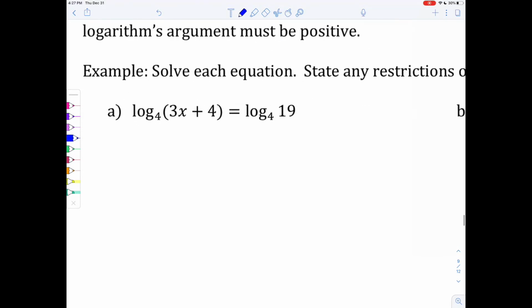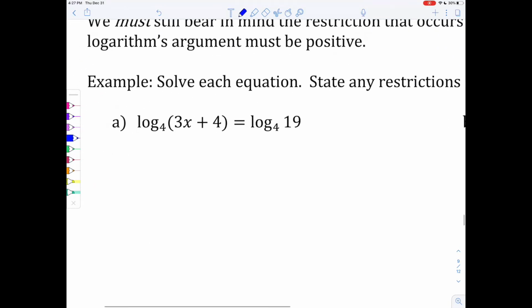In this first case, we already have the situation that log equals log. Like it's already there, hooray. And we can say that 3x plus 4 is equal to 19, that the arguments of the logs must be equal. Of course, we will have to note that there is a restriction because we can't take the log of anything that's not positive. So if it's 0 or if it's negative, that's bad.